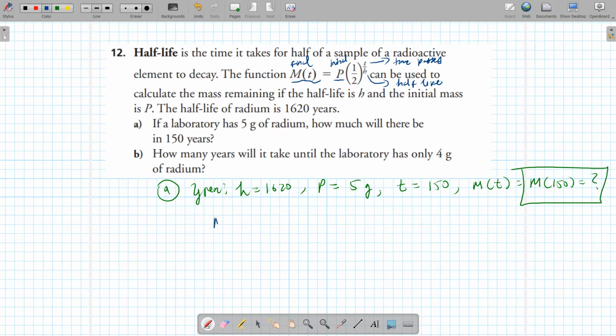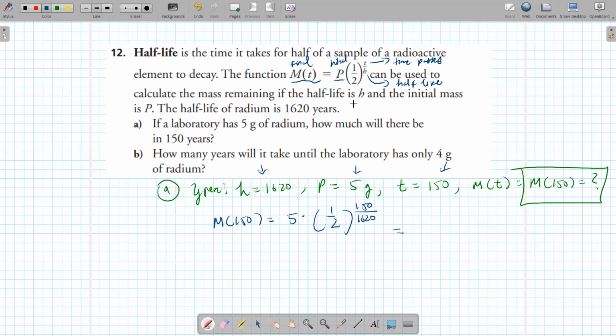Well, how do we do this? Very simple, plug and chug. Everywhere we see a T, we're going to replace that with 150. So P is 5 times 1/2 to the power of T, which is 150, the time that has passed, over the half-life, 1620, like that. Do you understand what happened? We listed out what was given, right? And then we simply plug into the equation that is given.